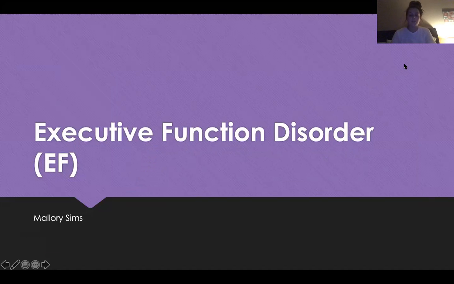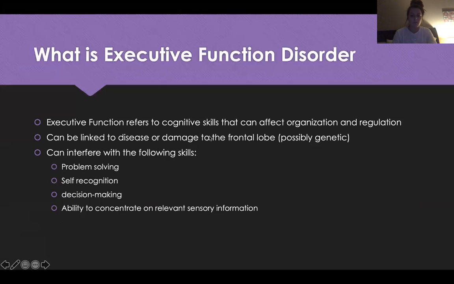Okay, so I chose to do chapter 5, and it is over executive function disorder. What is executive function disorder? Executive function refers to cognitive skills that can affect organization and regulation. Whenever you hear the word cognitive, it usually goes towards thinking about the brain and neurological. So this is brain associated and it helps carry out specific skills and tasks.